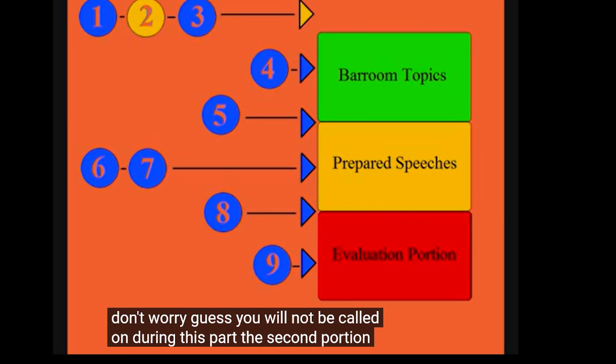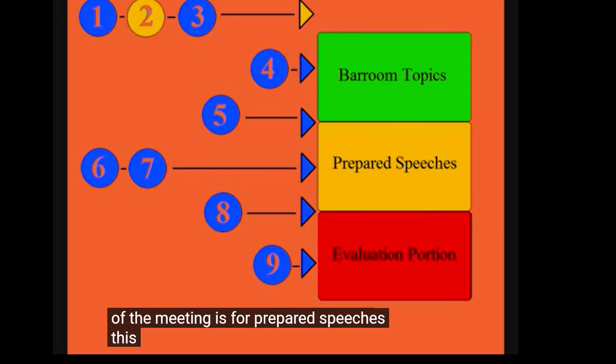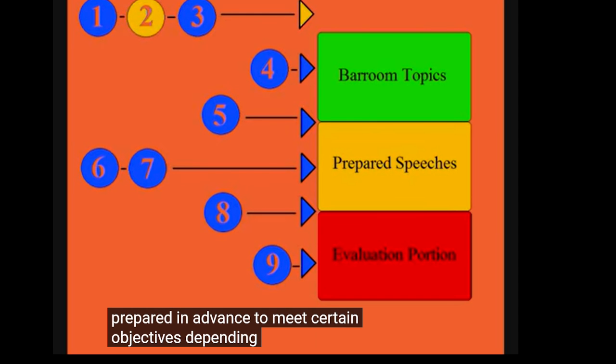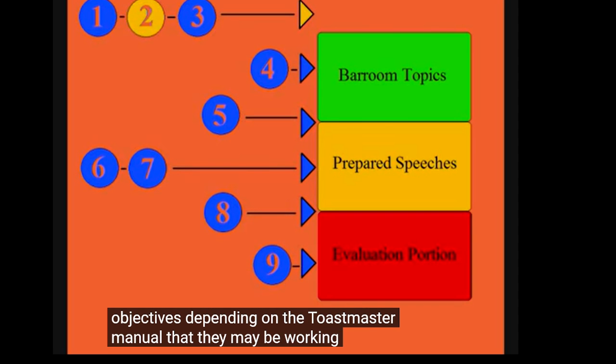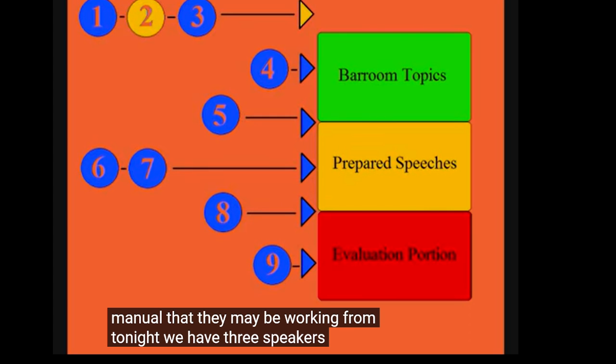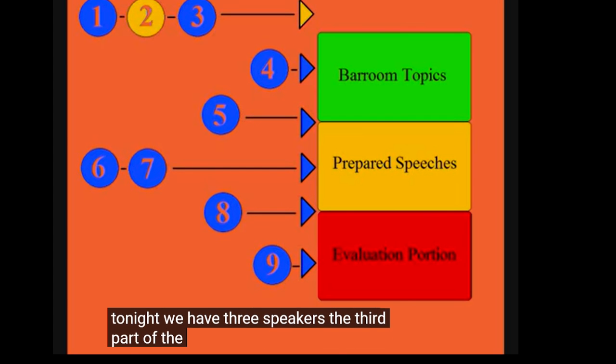The second portion of the meeting is for prepared speeches. This is for those speakers who have prepared in advance to meet certain objectives, depending on the Toastmaster manual that they may be working from. Tonight, we have 3 speakers. The third part of the meeting is perhaps the most important portion, which is devoted to evaluations. This is where those who've participated up to this point will be given immediate feedback by our peers. And ultimately, this helps us become better speakers.